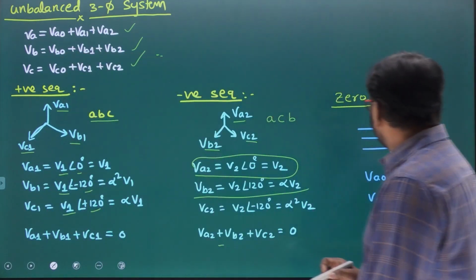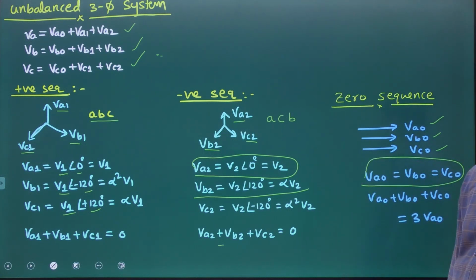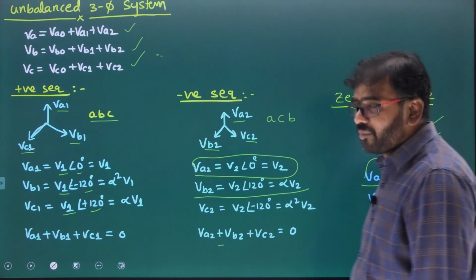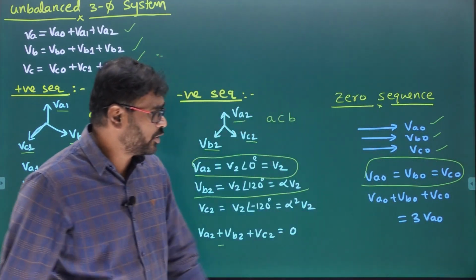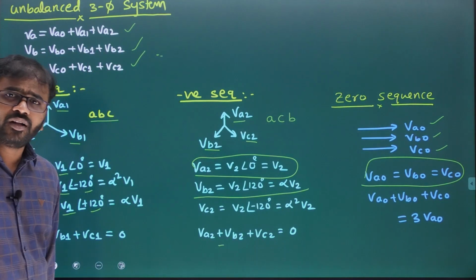And if you really notice, zero sequence again has 3 components, VA0, VB0, VC0, but they are what? Also called cophasal components, because the phase angle displacement between them is 0. That's the zero sequence definition. And VA0 plus VB0 plus VC0 is equal to 3 times VA0.